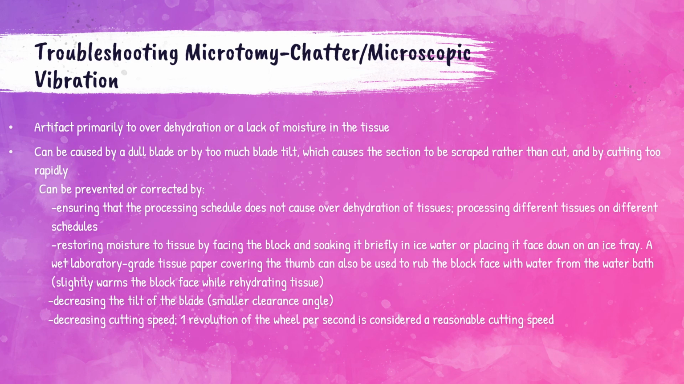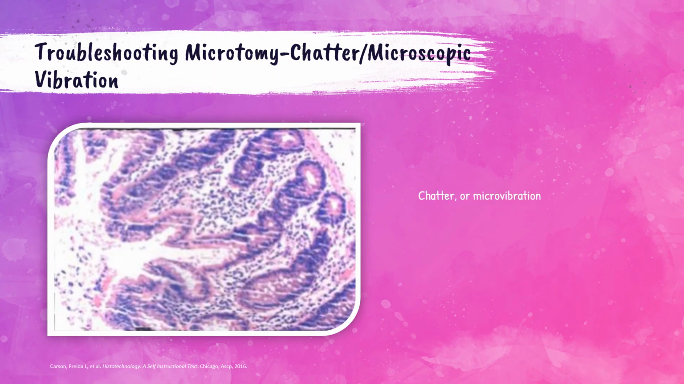If it is over dehydrated, the tissue can be moistened by facing the block and soaking it really briefly in ice water, or by putting a moistened tissue paper on it. Also, you can decrease the tilt of the blade, so creating a smaller clearance angle. And lastly, you can also decrease the cutting speed of the tissue. And recall, for routine microtome use, 1 revolution of the wheel per second is considered to be the ideal cutting speed.